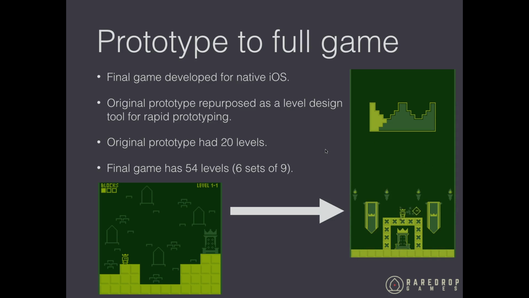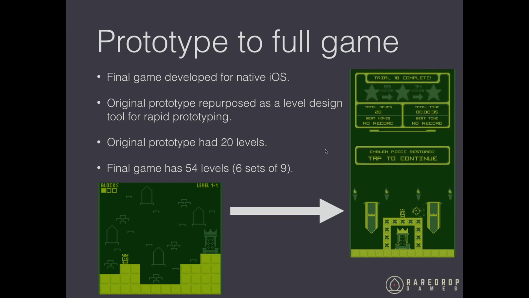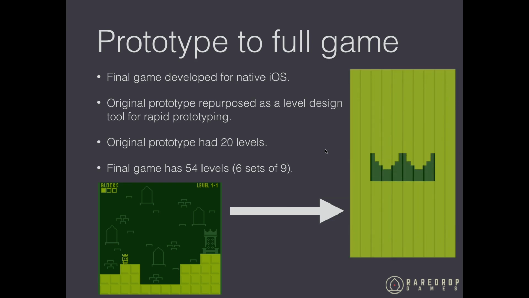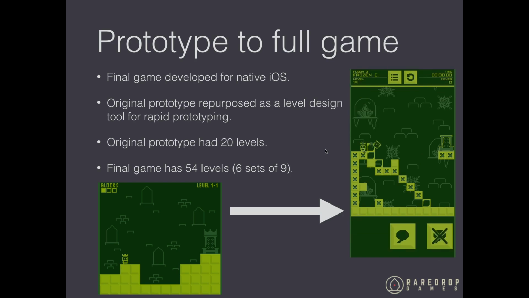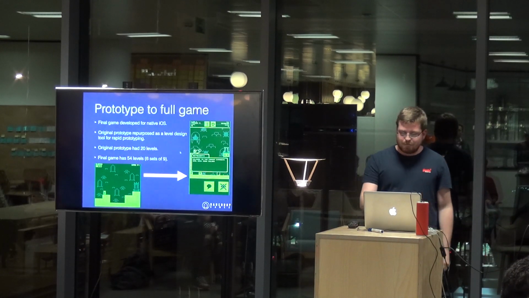So the difficulty then came, well, I've got 20 levels, and they're okay, but they're not very refined. And I thought, well, that's not enough for a full game, so I need to come up with some more. So I set myself a goal of 54, which was 6 sets of 9, and they're distributed in floors, so each floor is 9 levels.